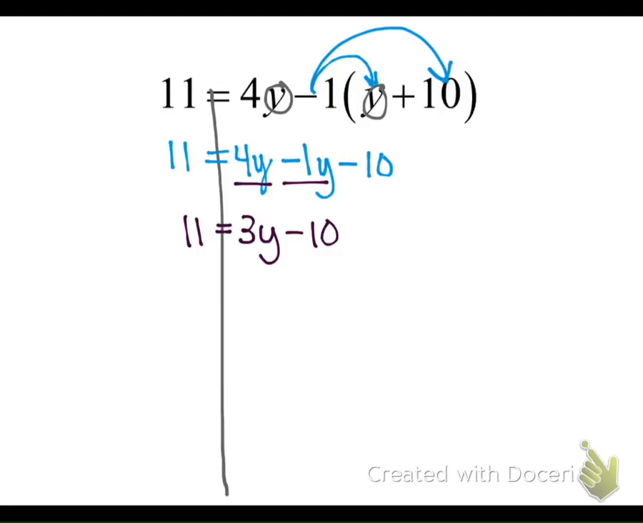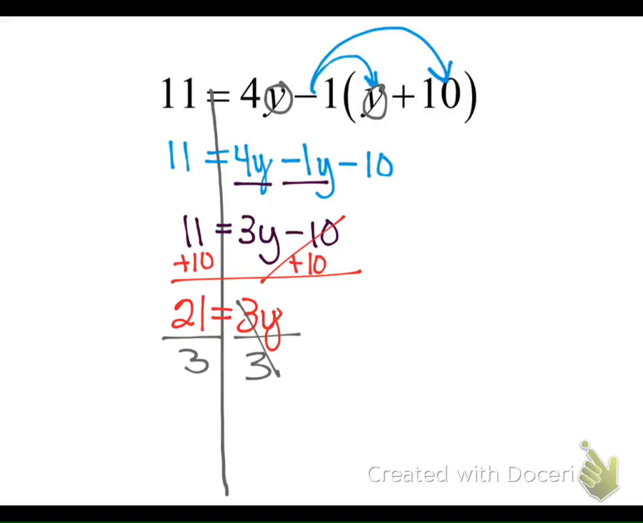Okay. How do I get the y by itself? Plus 10. This one's not too bad from here on out, is it? 11 plus 10 equals? 21. Now what? Okay. 7 equals y. Any questions on this one?